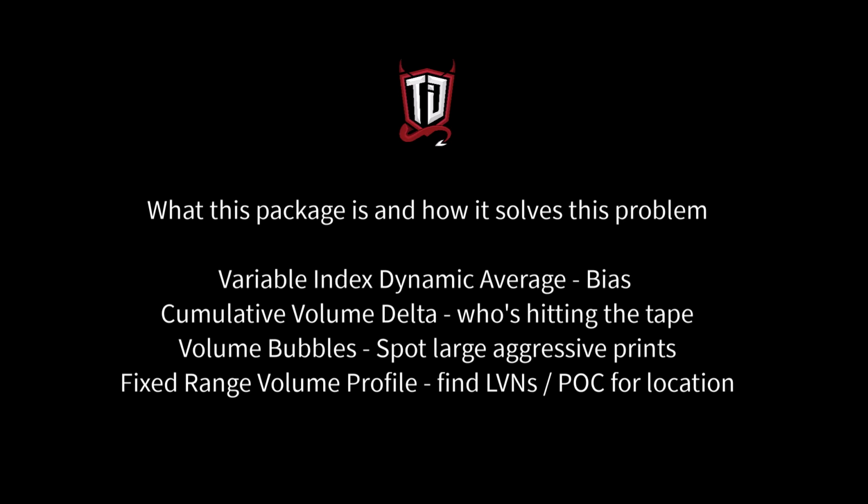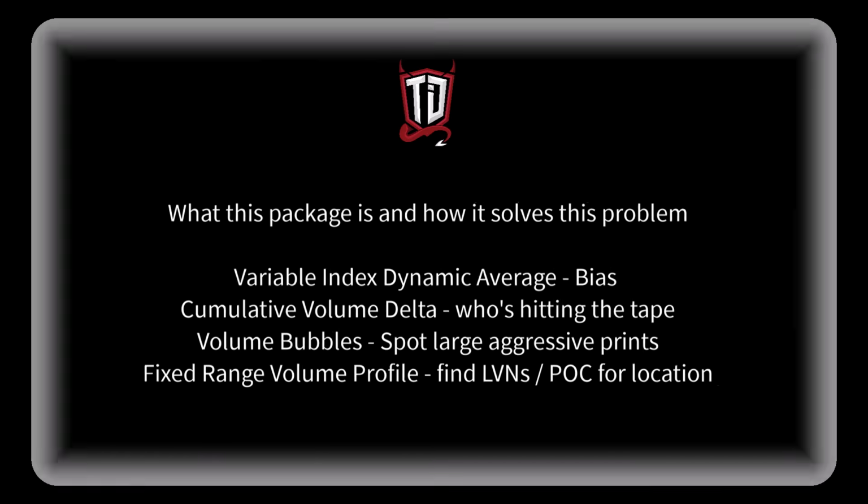The cumulative volume delta, who's hitting the tape. Volume bubbles, also a relatively new indicator we've recently introduced. This allows us to spot large aggressive prints. And then a fixed range volume profile to find low volume nodes and to identify the point of control.